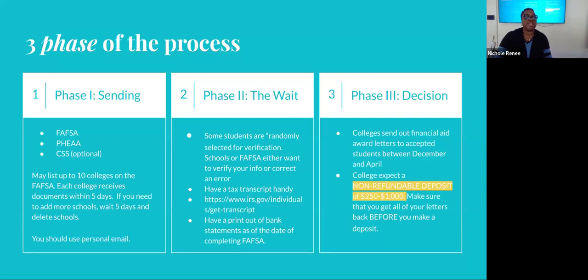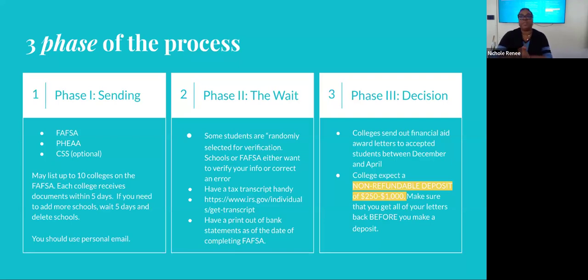So students who did the CSS profile, those schools sent your aid letters out earlier. So if you hear about people that got letters like a month ago, 2 or 3 months ago, that's why they got those earlier. Okay. Phase 2 was the waiting. So that's what we're doing right now. Waiting too long, right? Too long.